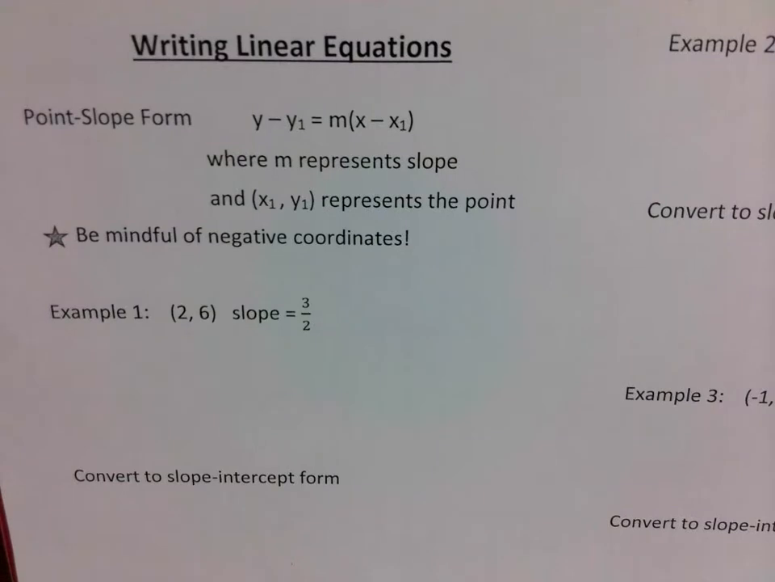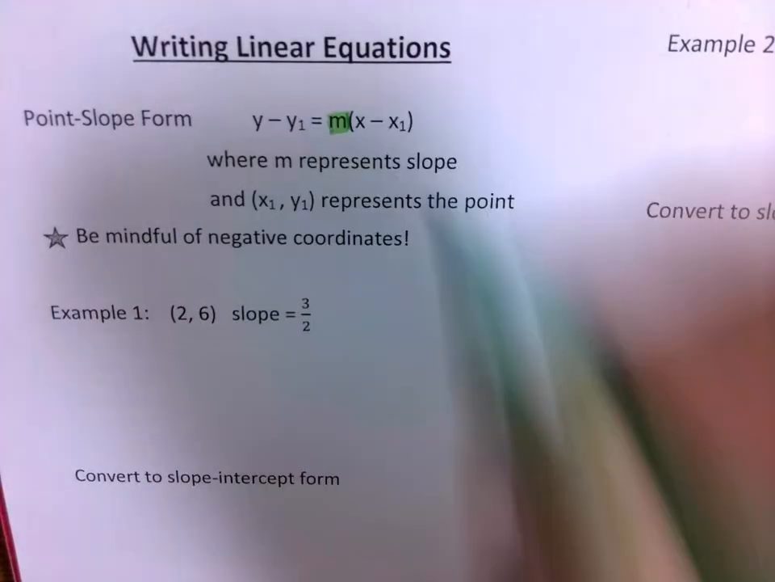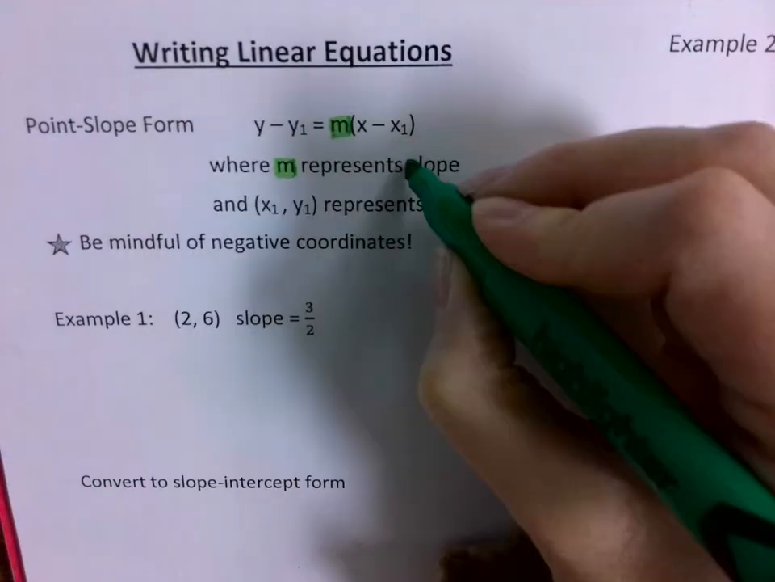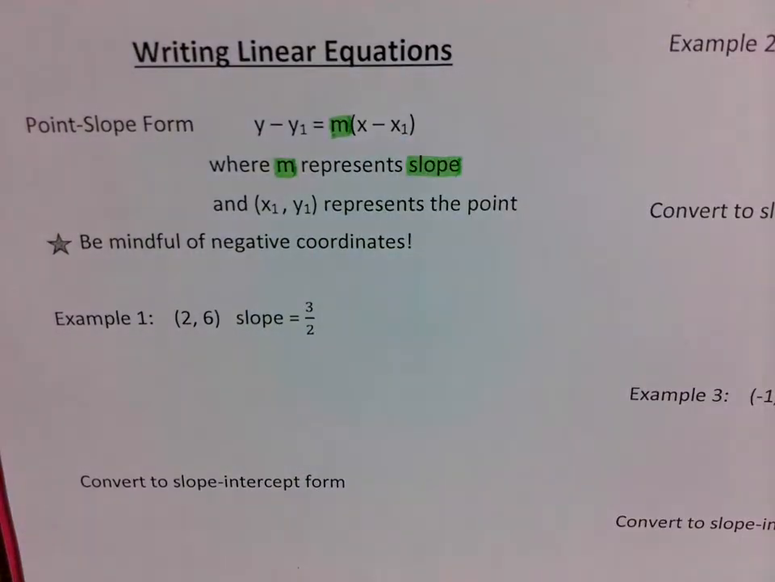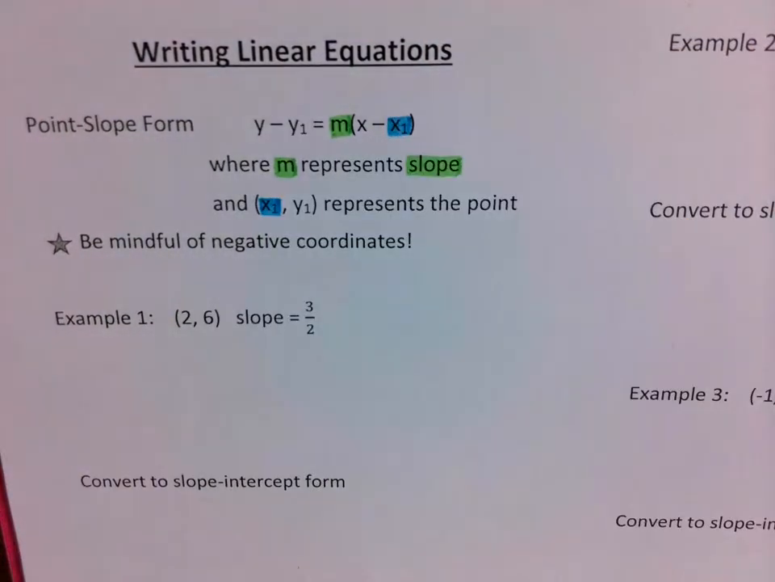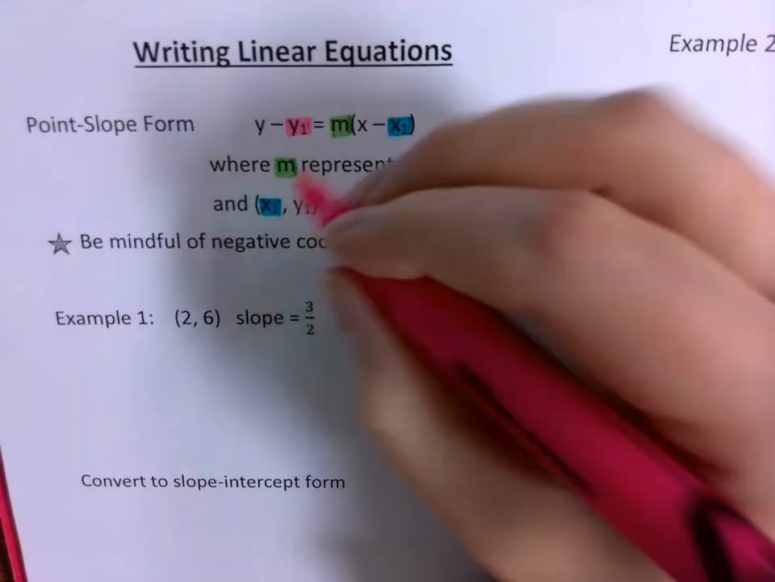So I'm going to go ahead and highlight that m in green, because I've always done that as my slope. M is going to represent the slope that we have for our equations. And then x1 and y1 are going to represent the coordinates of a given point, where x1 is obviously the x coordinate of the point, and y1 is the y coordinate of the point.